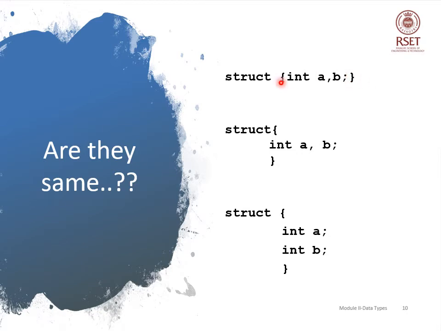Structure in the sense, in the first one you can see everything in one line. In the second one the braces are separated and the declarations come together. Declarations in the sense int A, B, all in the same line. A and B in the same line. Now in the third one, the structure is similar to the second one, but the data members are declared separately. Does this make a difference?